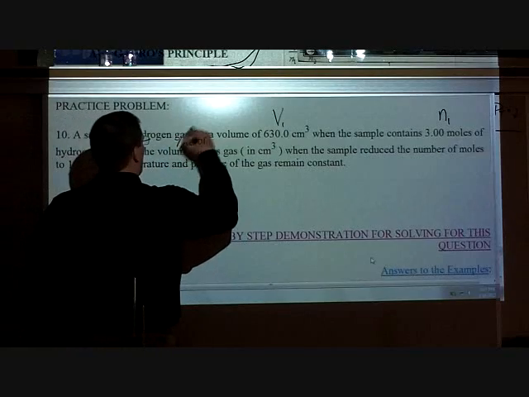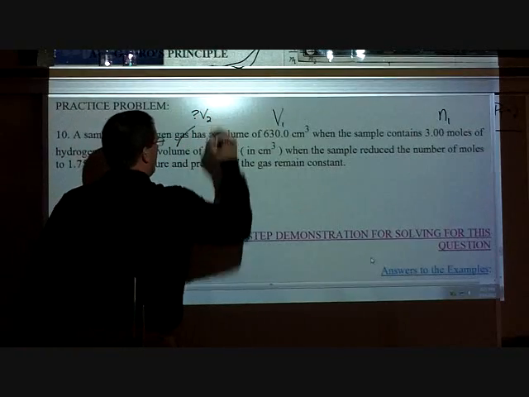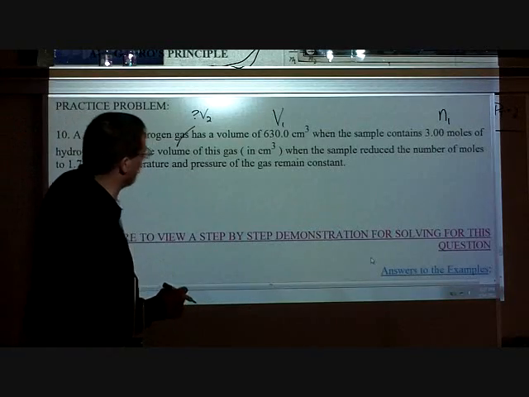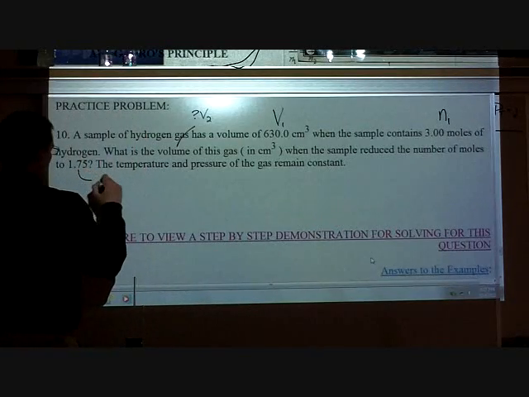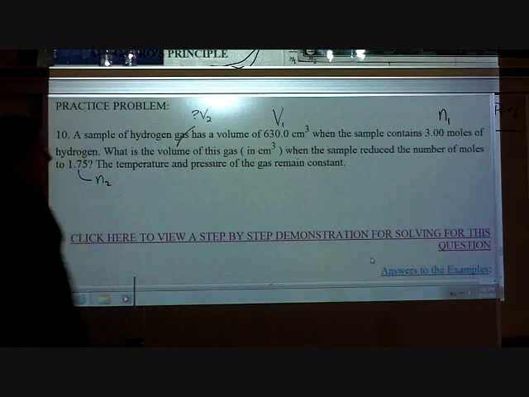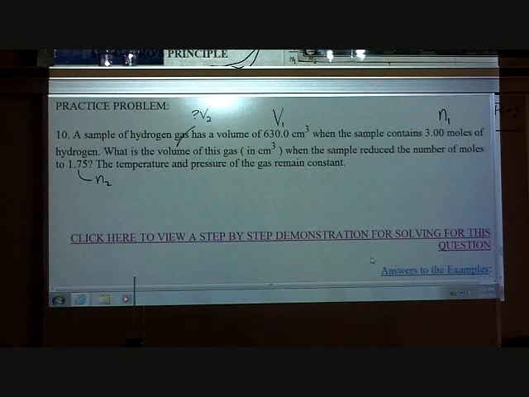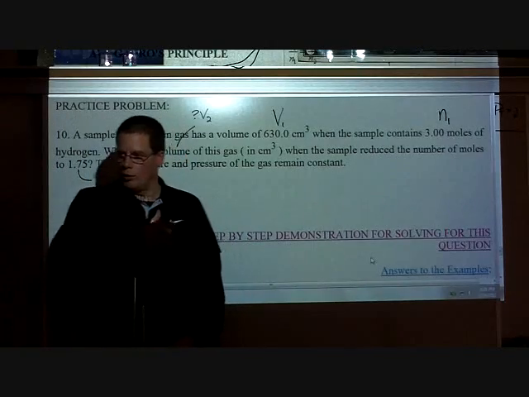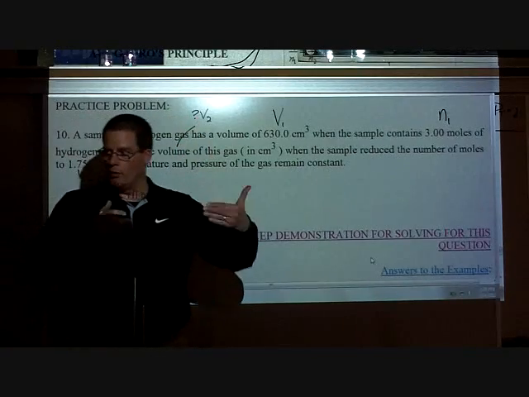What is the volume, V2, of this gas in centimeters cubed when the sample is reduced to a number of 1.75 moles, so N2? Okay, so the equation again is V1 over N1 is equal to V2 over N2, or you could have the N's on top and the V's on the bottom.